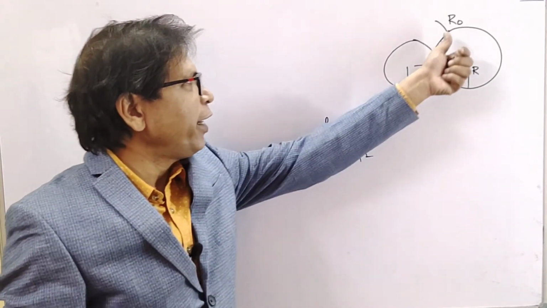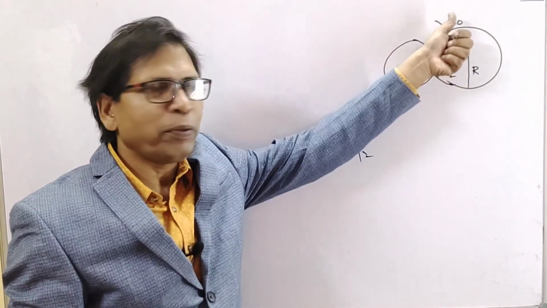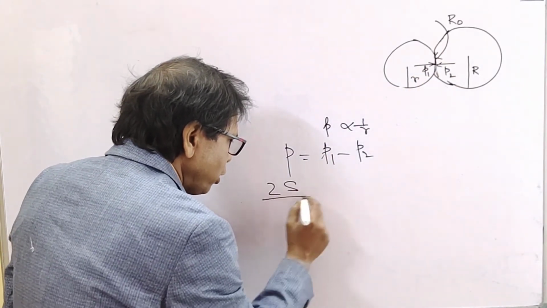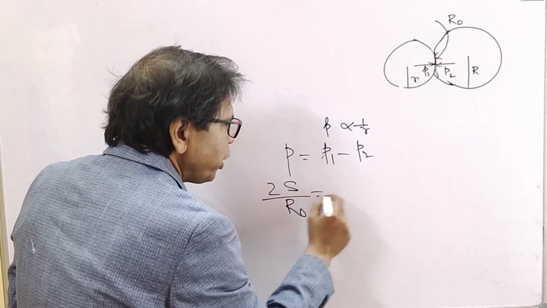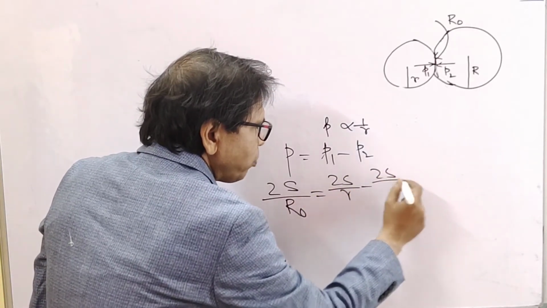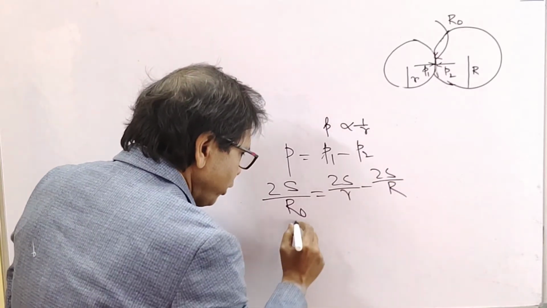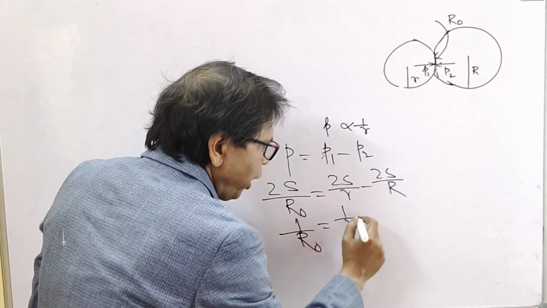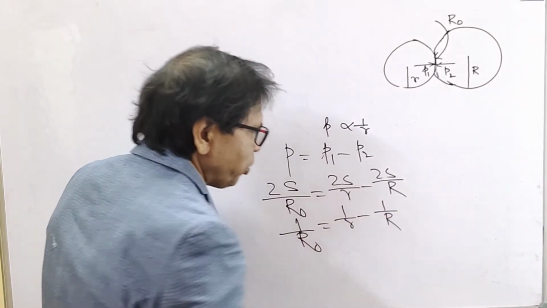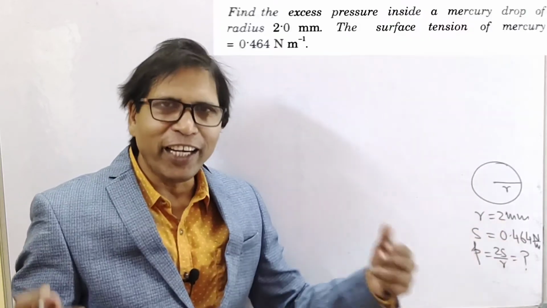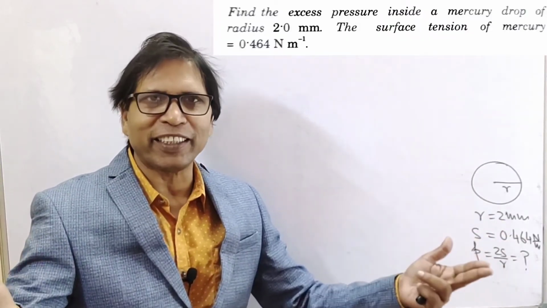Look at this, the radius of curvature of the common surface is R naught. So 2S by R naught equals 2S by smaller R minus 2S by capital R. Now from here, 1 by R naught is equal to 1 by R minus 1 by capital R. Okay, understood? Next, now a numerical on excess pressure.